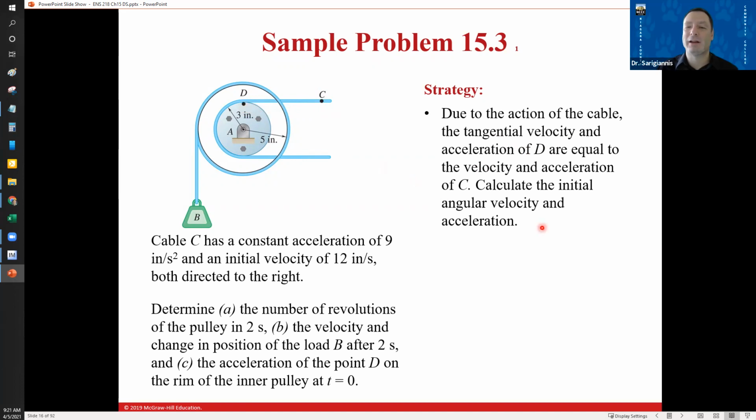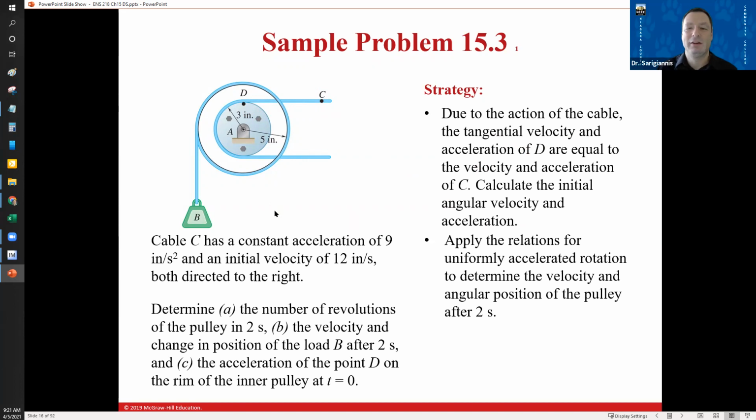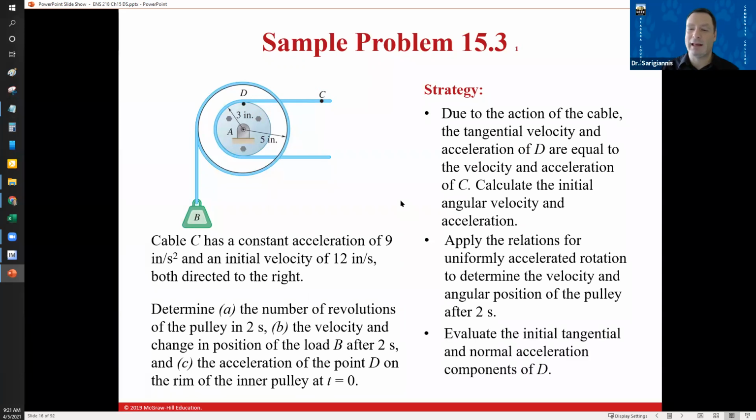So then from there, we're going to calculate the initial angular velocity and acceleration. Then we're going to apply all the relations we just looked at to determine velocity and angular position. And then we'll look at the initial tangential and normal acceleration components of D, so there'll be components of D that we'll break down.